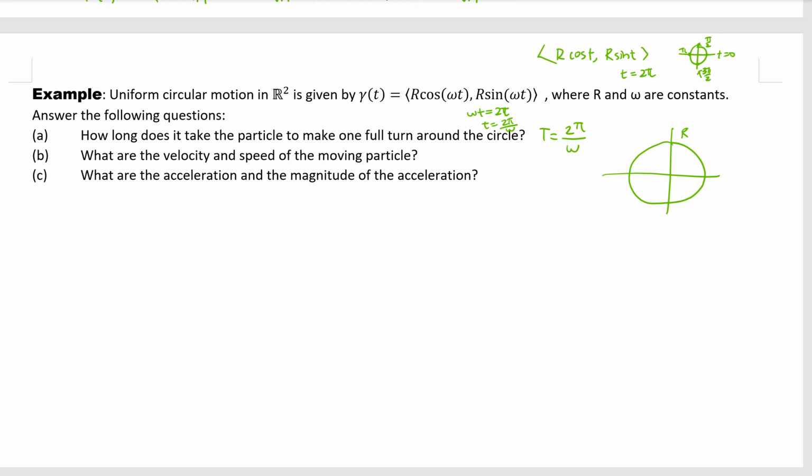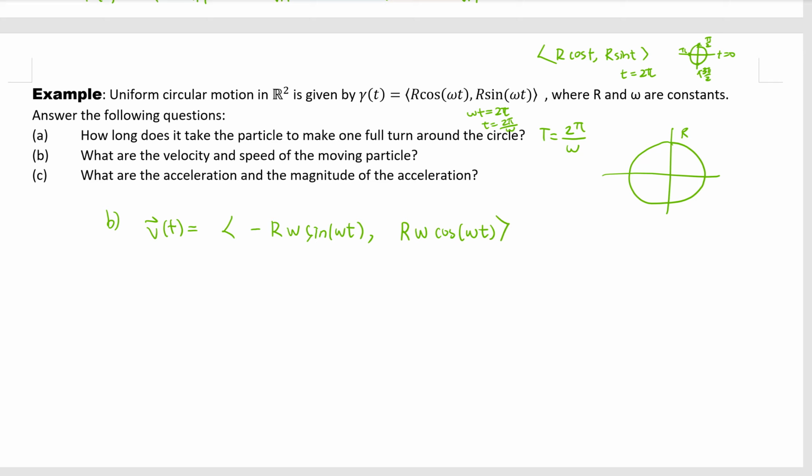So part B, what are the velocity and speed of the moving particle? Velocity is the derivative of the displacement. The derivative of cosine is minus sine, but because of the chain rule, we have minus r omega sine of omega t. The derivative of sine is cosine, but because of the chain rule, we have r omega cosine omega t.